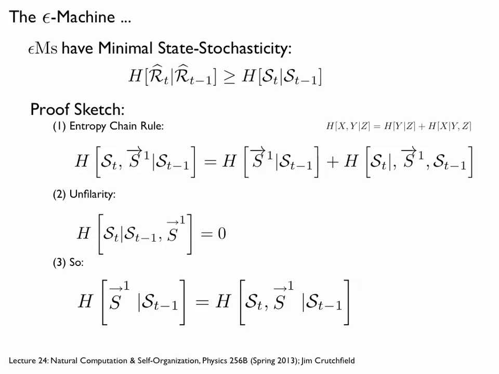Okay, now this one is an example of where whiteboards would be much better. It's a longish proof, so I'll try to get through this, but we'll hop back and forth a little bit. What we're going to do brings in a lot of these information identities. Epsilon machines have minimal state stochasticity.